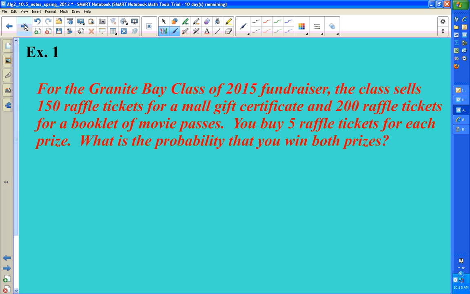So we're going to do a fundraiser and sell raffle tickets. You can buy raffle tickets for a gift certificate at the mall, or you can buy raffle tickets for a pack of movie passes. You buy 5 of each raffle ticket. What's the probability you win both of the prizes? So we want to find the probability of win-win.